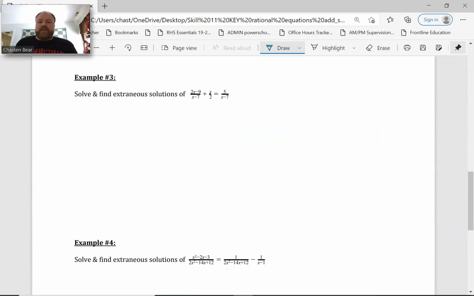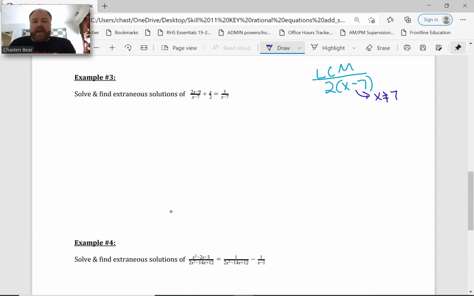All right, let's try another example. For this one, looking at our denominators, I can't factor any of them, so I'm going to go right into the LCM. I see an x minus 7. I see a 2. And I know my LCM must be that. So while I'm thinking about it, we know that x cannot equal 7, so I'm going to keep that solution in mind if I get that as an answer.